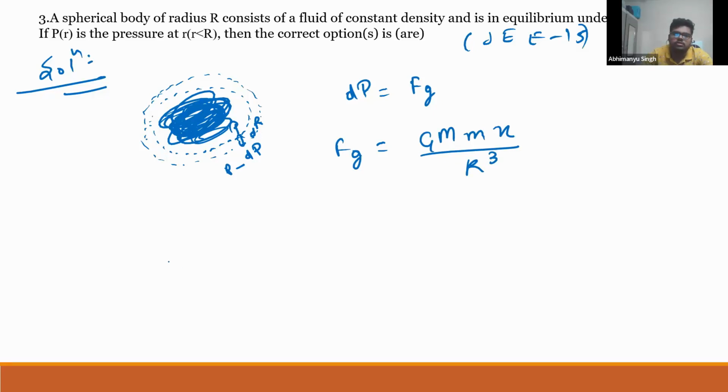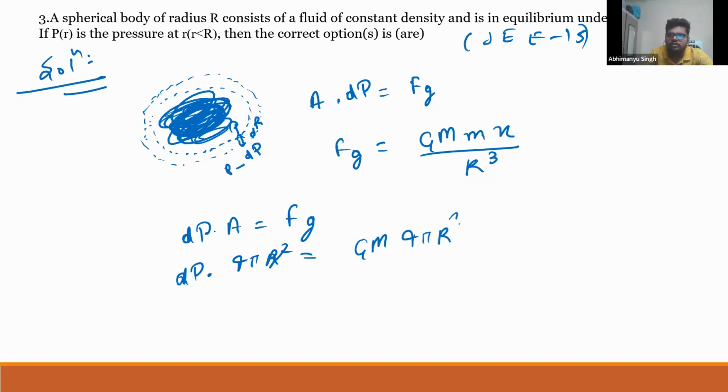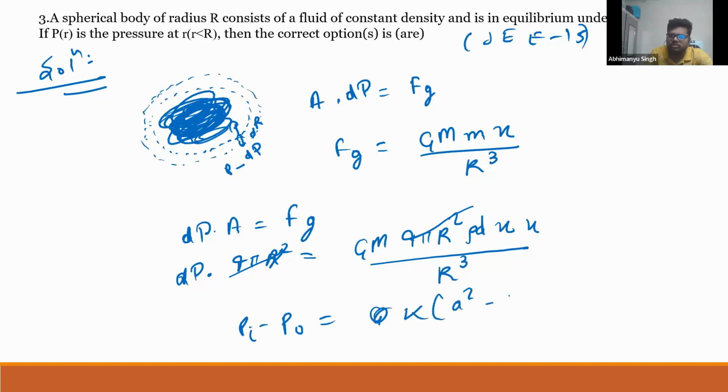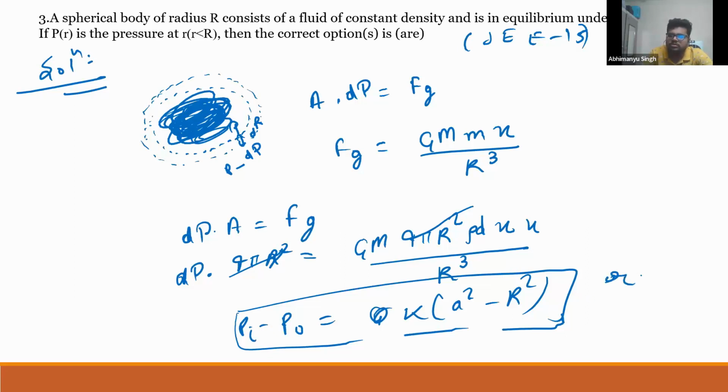Now suppose dP into A balances the force due to gravitation. So dP, what is the area? Area is nothing but 4 pi r square, where r is small r. G m, what is m? dm, it is 4 pi r square dx rho, into x by r cube. This and this get cancelled, and doing the integration, we get some constant k into a square minus r square. So we came to know that at r equal to 0, P is not equal to 0, but at r equal to a, P is 0.